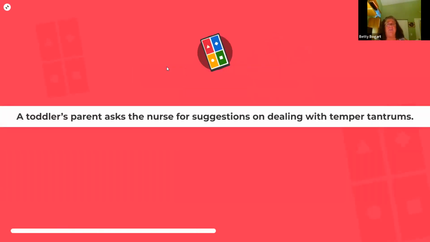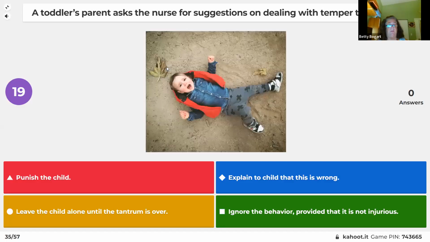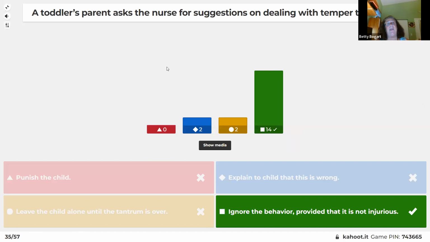A toddler's parents ask the nurse for suggestions on dealing with temper tantrums. So the best way is to ignore the behavior, make no comment as long as they can't hurt themselves, okay? Explaining them or leave them alone until it's over. Well, sort of leave them alone, but more ignore it and walk away from it and don't talk to the child at all. And then the child realizes they're doing something, getting no response, so they stop doing it.